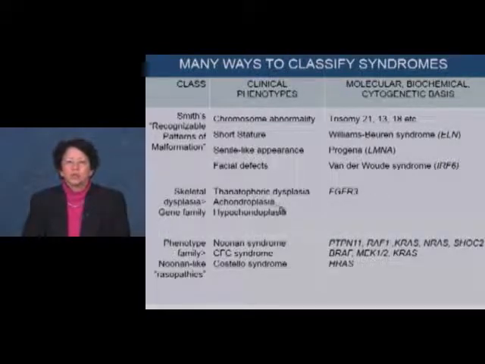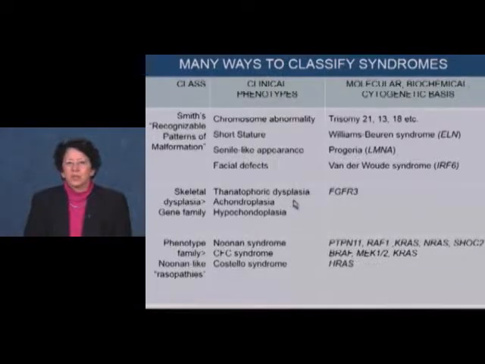Another way to approach a syndrome is by the type of general category. In this case, I'm showing you some skeletal dysplasias: thanatophoric dysplasia, achondroplasia, hypochondroplasia. And currently, we now know that these are all caused by the same gene, FGFR3. So we've gone from describing them as a skeletal dysplasia to a single gene family, with slightly different mutations, but these are all similar.